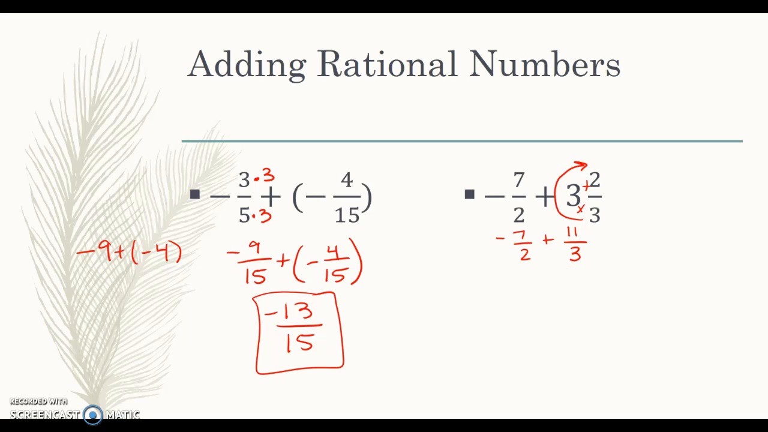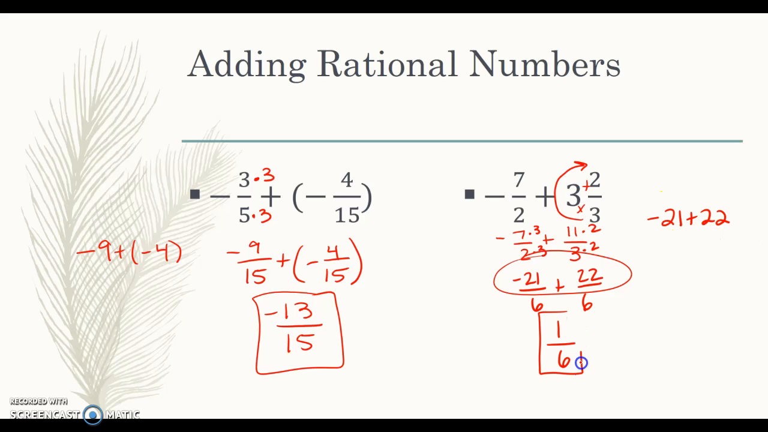Now I can get a common denominator of 6. So I'm going to multiply my first fraction by 3, my second fraction by 2. So I have negative 21 over 6 plus 22 over 6. Again, I'm just looking at those numerators. So negative 21 plus 22. Here, different signs, so they're canceling each other out, and I've got only one positive left. So my answer here should be a positive 1/6.